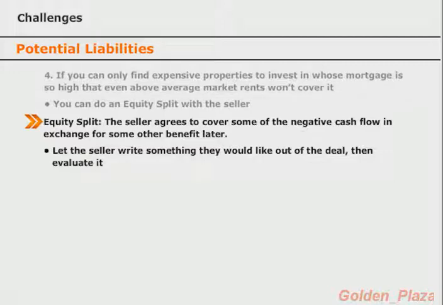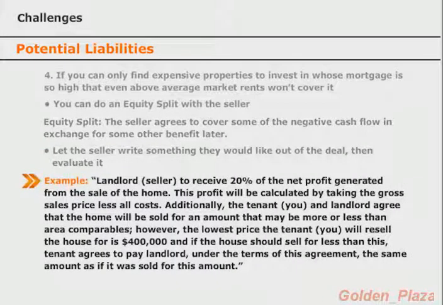For example, you can offer them a percentage of your profit or a higher amount when the property sells or something similar. One good idea to consider when offering an equity split is to allow the seller to write down something they would like out of the deal by covering that negative cash flow. If what they write is feasible, you will have a much easier time getting them to actually agree to the equity split. Now let's look at a specific example of how an equity split can work. Let me give you this example in the language you might consider using on an agreement so you can see how it would be worded.